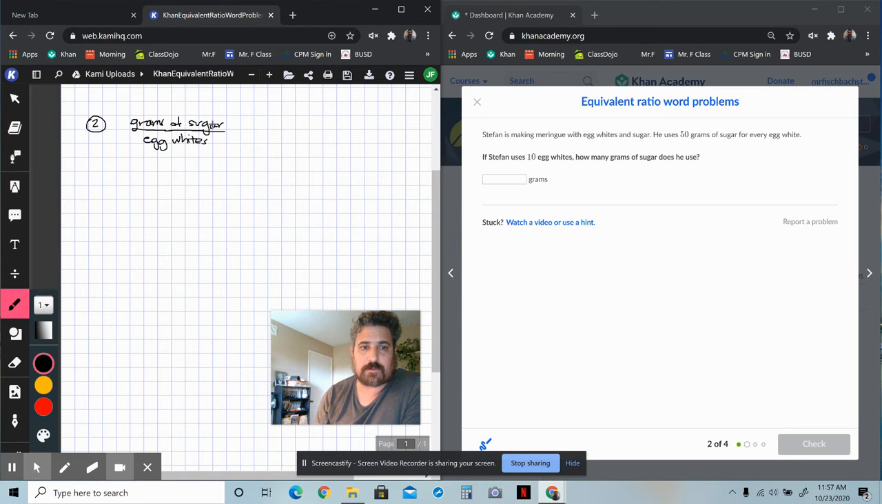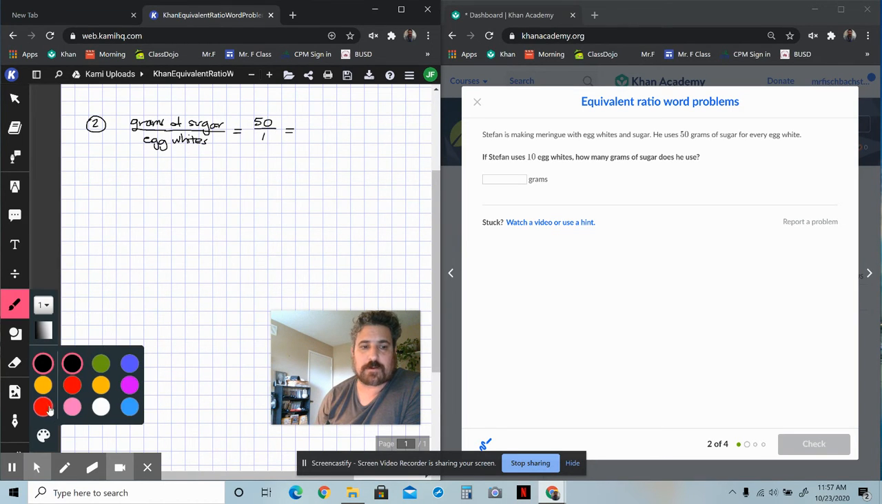So here we have grams of sugar on top, egg whites on bottom. This is our ratio that we're setting up, grams of sugar to egg whites. And then all you've got to do is replace the grams of sugar with the known value. So he says he uses 50 grams of sugar for every 1 egg white. So that means 50 grams of sugar for every 1 egg white. All right, there we go.